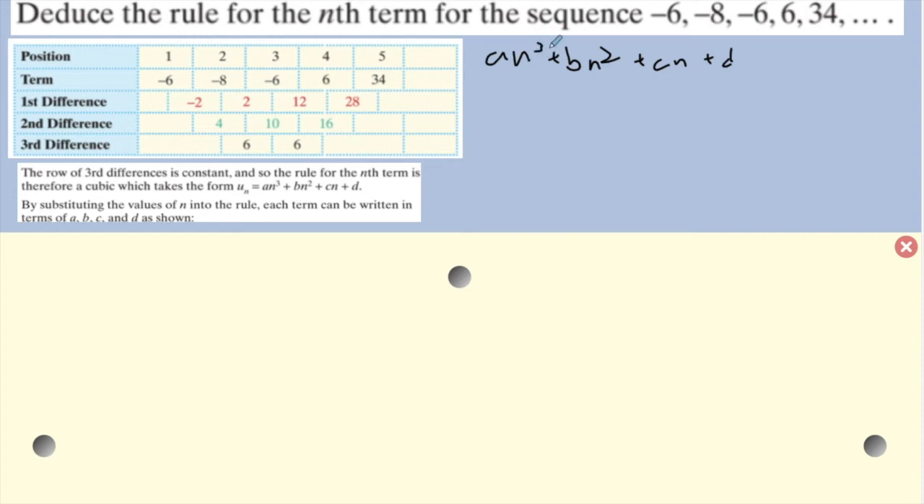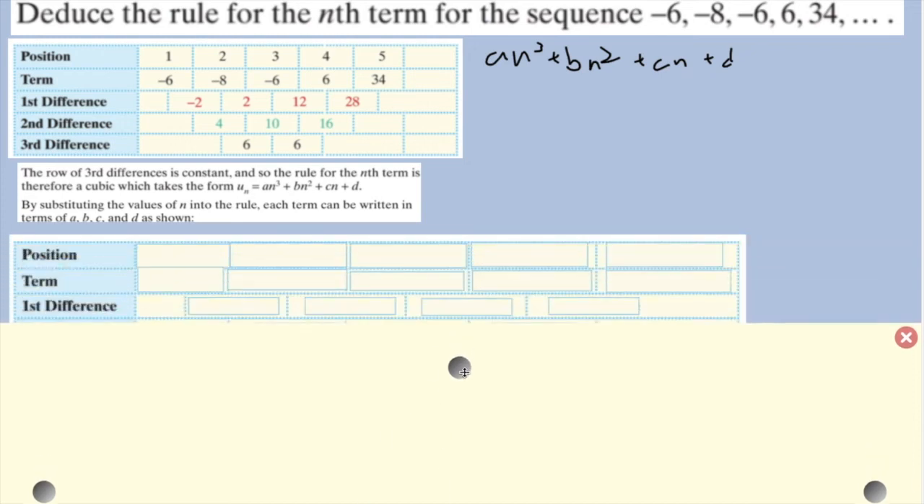Okay, we add our powers going down. So a power of, if we did have a fourth difference, we would have a n to the fourth plus b n cubed plus c n squared plus d n plus e, and so on and so forth. But for now, we don't have that. That's just an example. Okay, so we have this here.